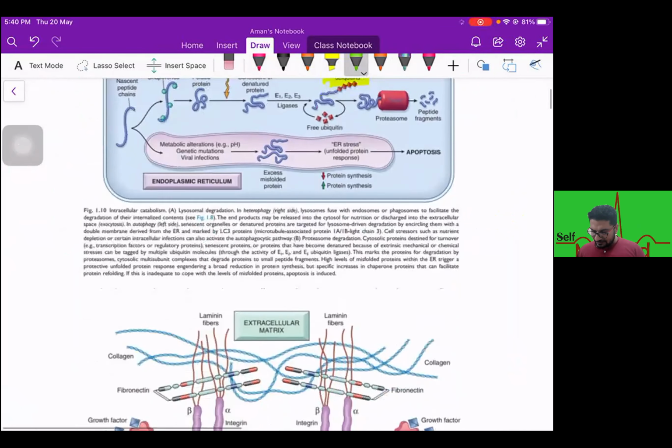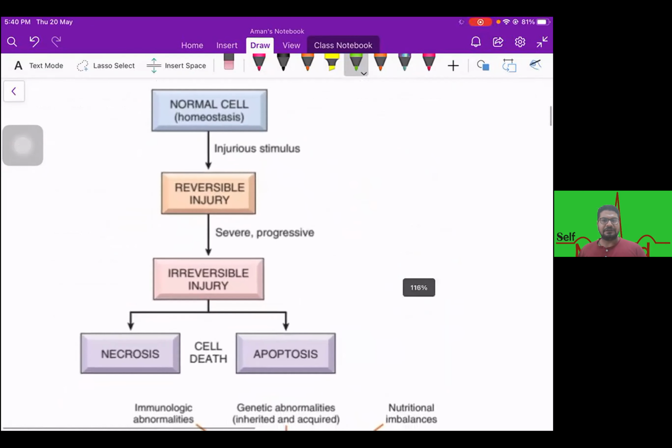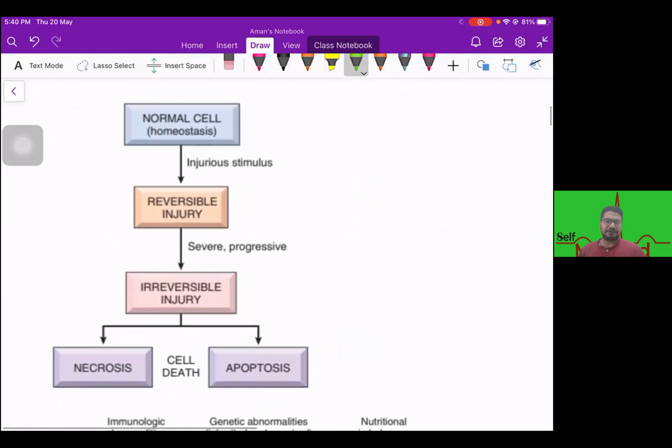If I move forward into this diagram, you can see we have normal cells. There will be injury to the particular cells. That injury is initially reversible injury. If this injury persists or progresses, we call this irreversible injury. And there are two variants of irreversible injury. One is called necrosis, and the second is apoptosis. The principal difference between these two, you should understand this.